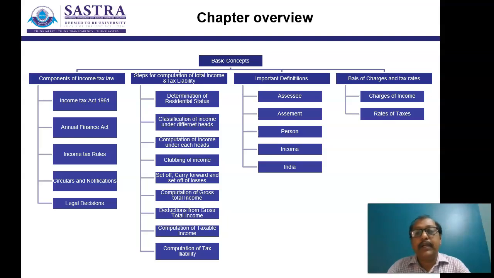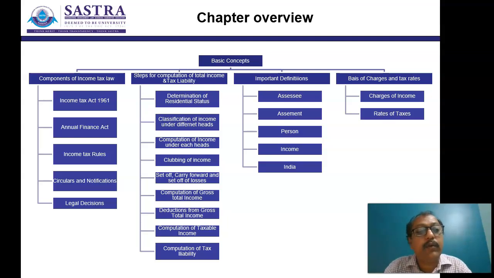Okay, now this particular chart that is on your screen will give you the components that are going to be taken into account in arriving at the income taxes, and the basic concepts that we'll have to understand before getting into what the act says. Okay, so basic concepts are divided into 4 parts.